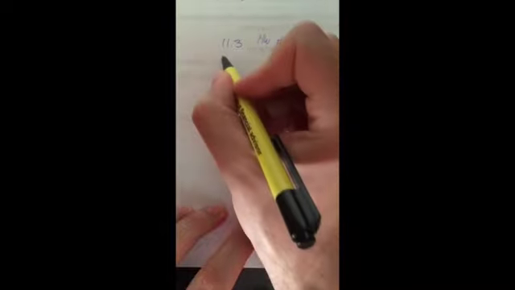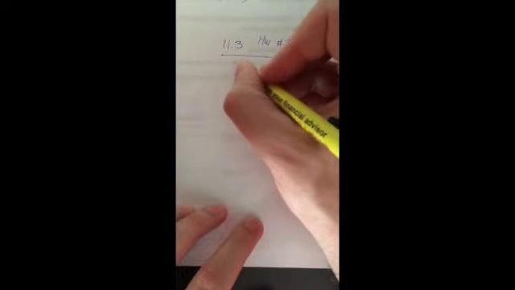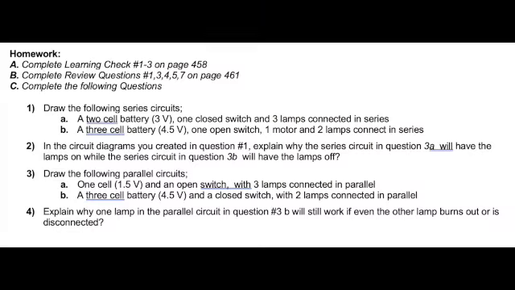Hello. Why don't we continue from 11.3, but let's do the homework number 3. This time for a parallel circuit. Draw the following parallel circuit. A 1-cell, 1.5 volt, an open switch, and then 3 lamps connected in parallel. To start, we will do our 1-cell, so just a single cell.